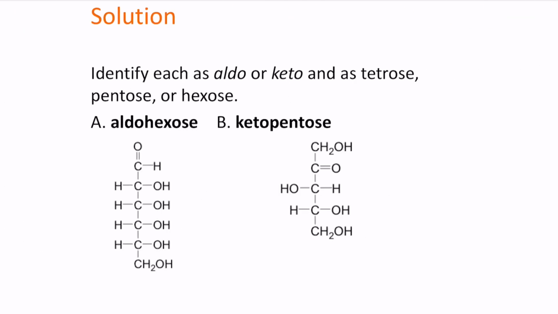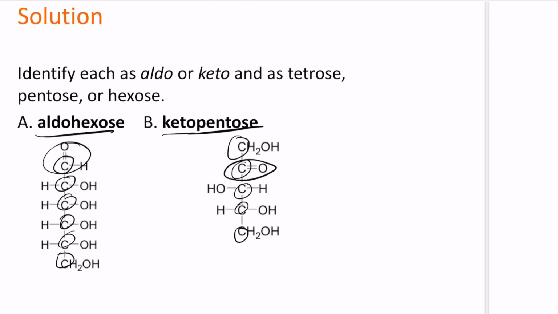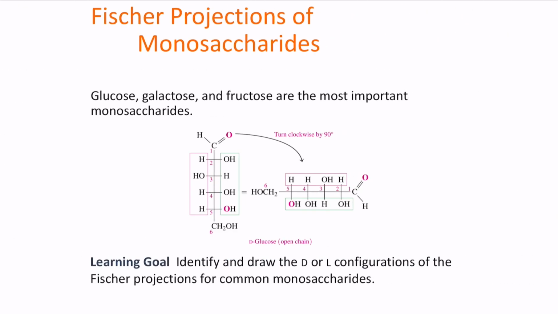So as you see here, the first one contains an aldehyde group and it has 6 carbons, so it becomes an aldohexose. And here you have 5 carbons and a ketone group, so it becomes a ketopentose. Now, the main way to represent monosaccharides is most commonly by using Fischer projections. Mostly glucose, galactose, and fructose are the most common and most important monosaccharides.